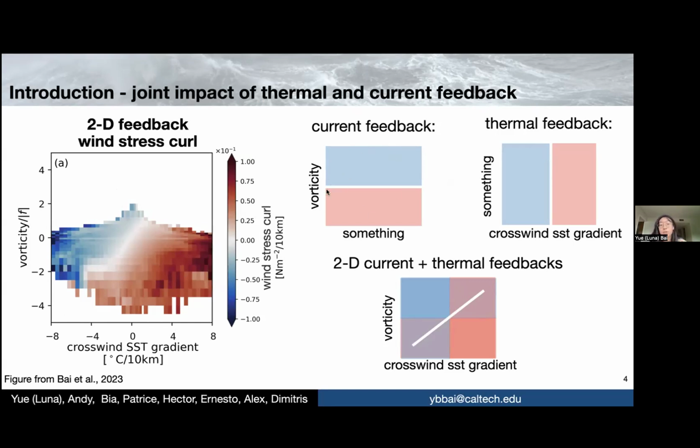We only have ocean surface vorticity on the y-axis, but now we have something relevant to wind stress curl on the x-axis. Because we know from previous studies that vorticity and wind stress curl are negatively correlated, we would expect to see negative wind stress curl at positive vorticity. And the same thing for the thermal feedback. If we only have crosswind SST gradient on the x-axis, because of their positive correlation, we expect to see positive wind stress curl at positive SST gradient.